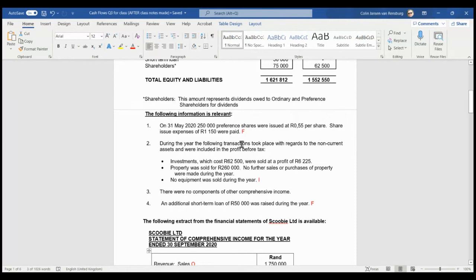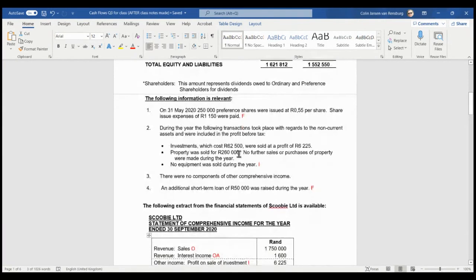Right. Then we've got some notes here that deal with our investing activities. So there we see that we've purchased some investments, property was disposed of, and no equipment was sold during the course of the year. Okay, ladies and gentlemen, so now we'll have to go and start reconstructing our various ledger accounts, right?